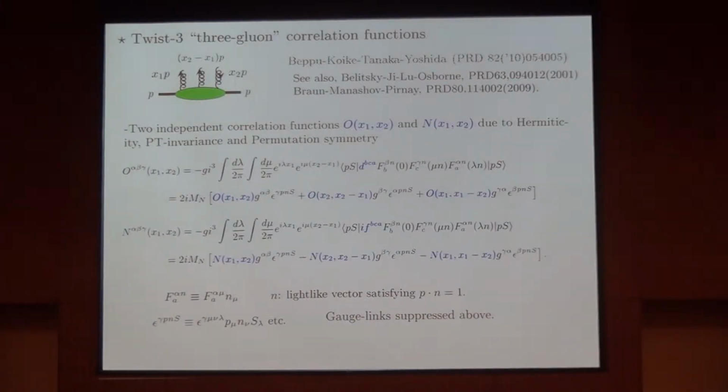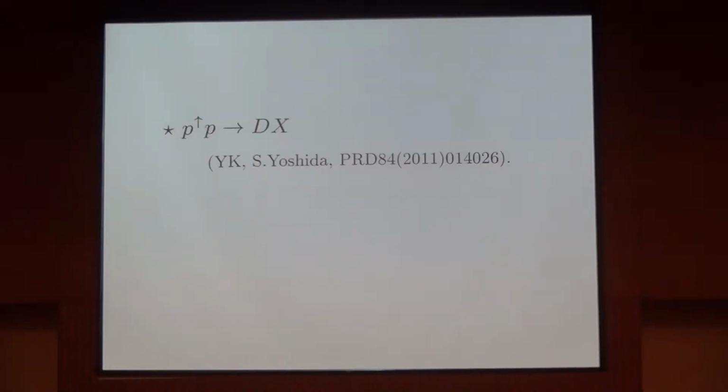So, as in the case of quark correlation, let's first define the three gluon correlation functions. It is again a light-cone Fourier transform of the three gluon field in the nucleon. Depending on how the color indices are contracted, we can define two kinds of correlation functions, which I call O and N. Let's skip the detail.